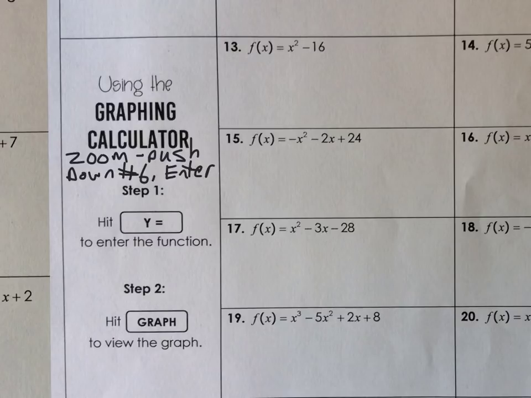And then lastly, we're going to enter that function. The last thing you're going to do is hit the graph button. That's on the top right. So this button, zoom, is in the top middle. We're all on that top row.